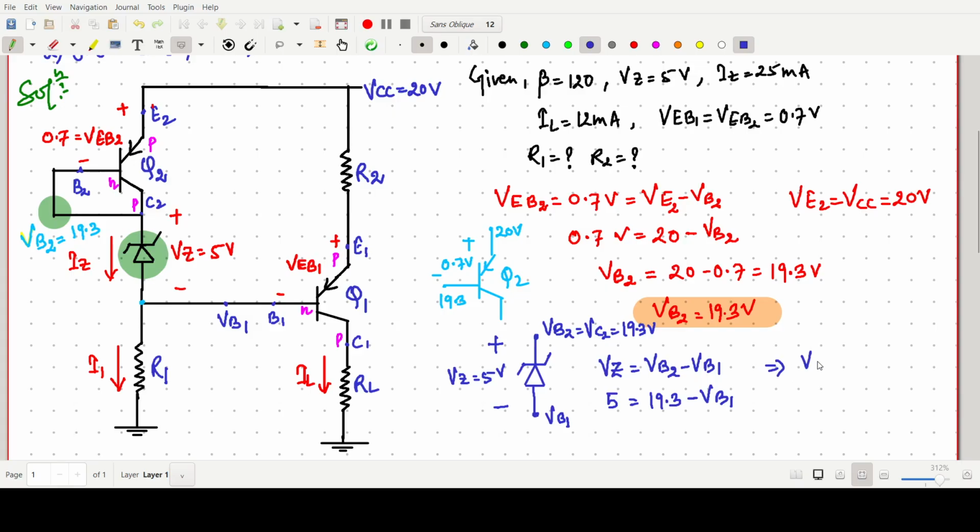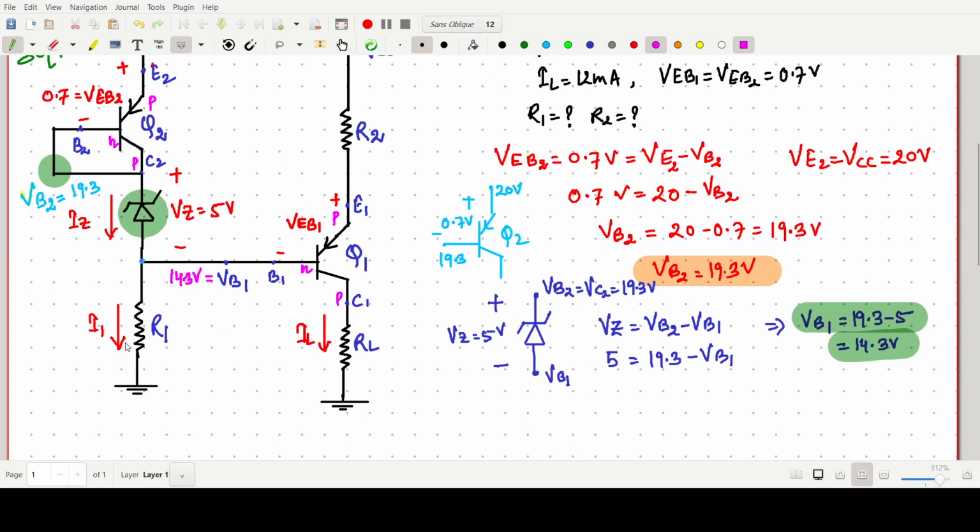So I am writing here, VB1 equals, taking it to the left-hand side, 19.3 minus 5. So 19.3 minus 5 is 14.3 volt. So the value of VB1 is 14.3 volt. This value is now known to us, 14.3 volt.